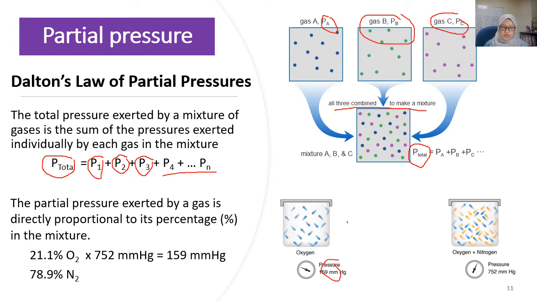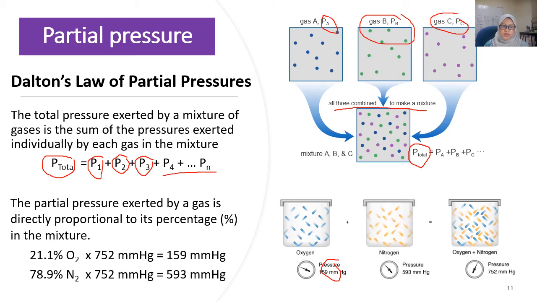Whereas for nitrogen, 78.9% nitrogen times 752 mmHg is equal to 593 mmHg. So in this container with total pressure of 752 mmHg, the partial pressure of oxygen is 159 mmHg and nitrogen is 593 mmHg. So this is Dalton's law of partial pressure.